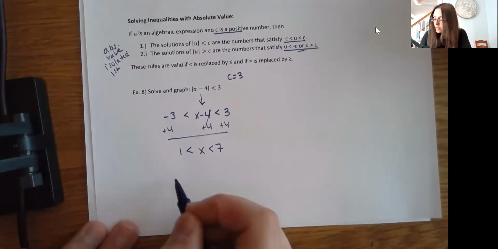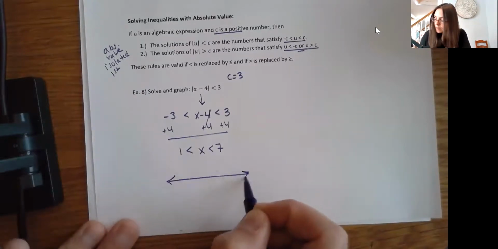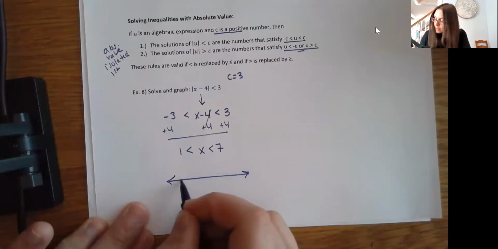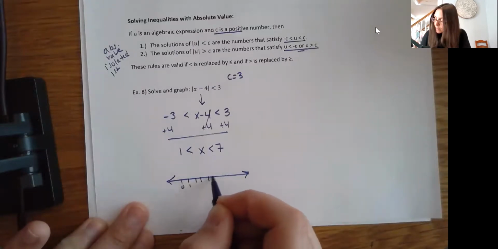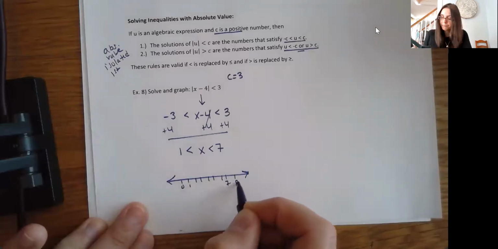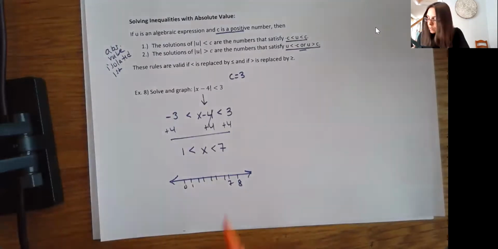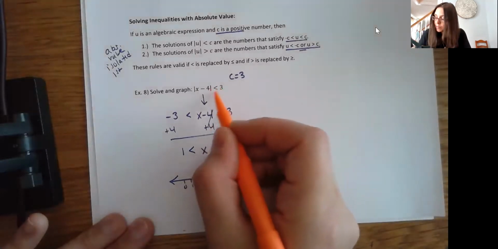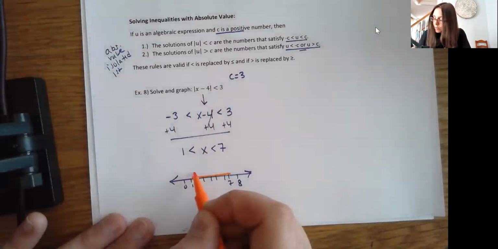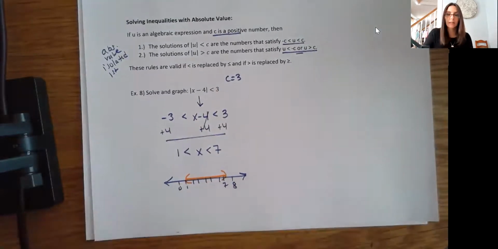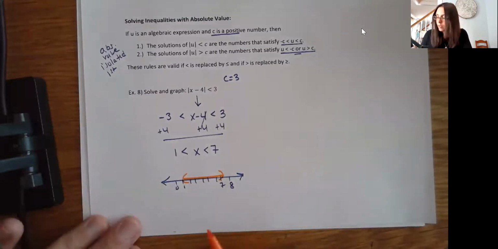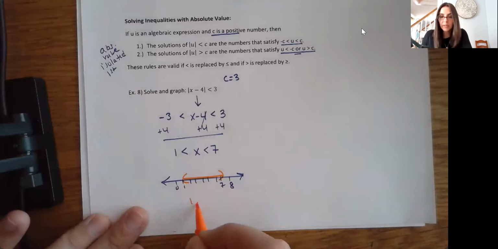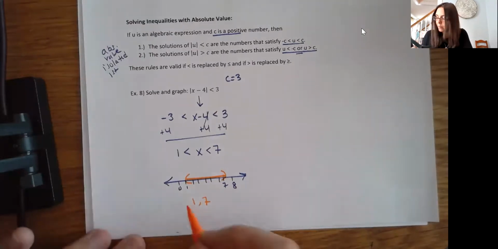Now I want to graph this. So I'm going between, let's see, we'll start at 0, 1, 2, 3, 4, 5, 6, 7. And I'm going in between the two values. Now I did have a less than symbol here, so I don't have any brackets. So I'm going to use my parentheses instead. If you want to write it in interval notation, notice that your shading goes from 1 to 7, and they both have parentheses.